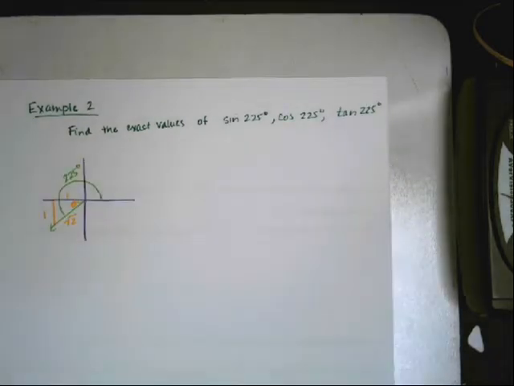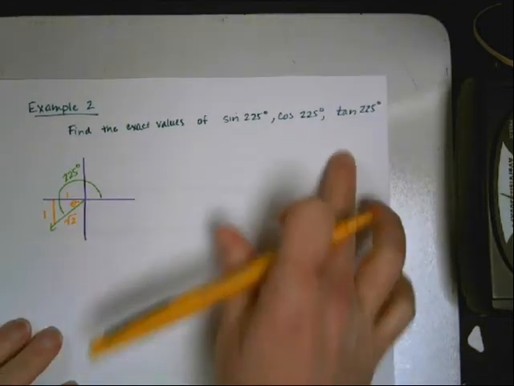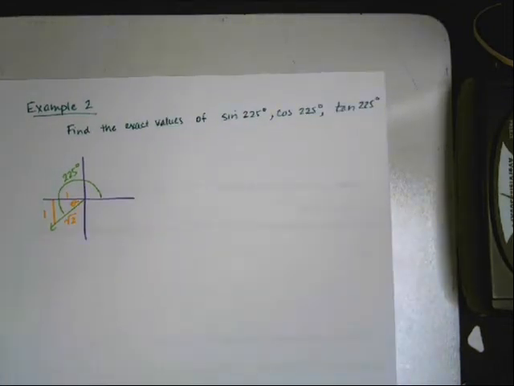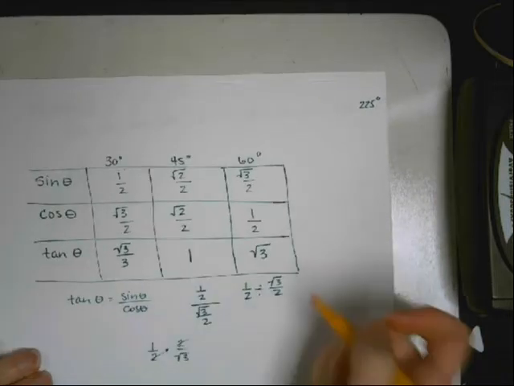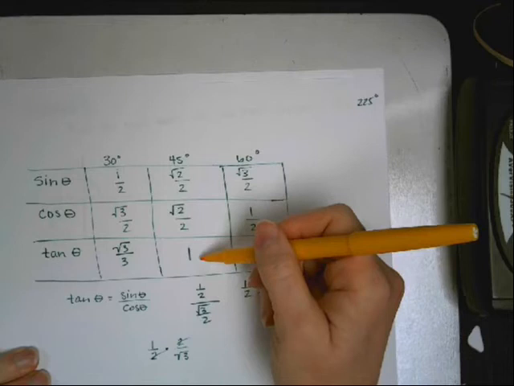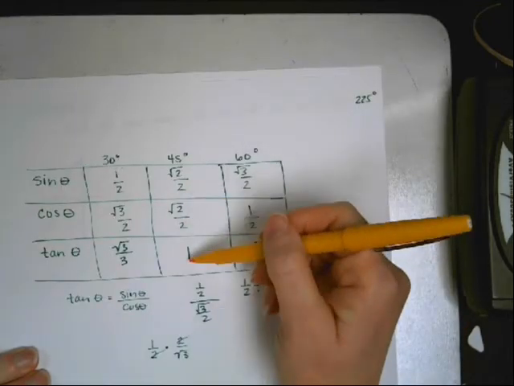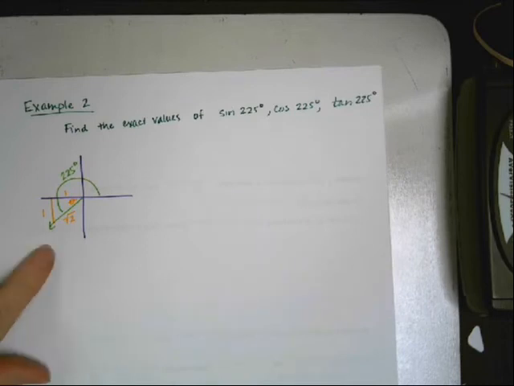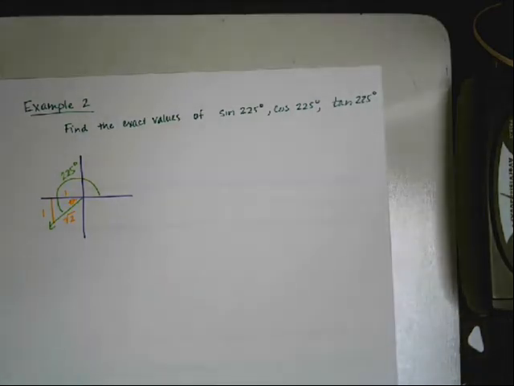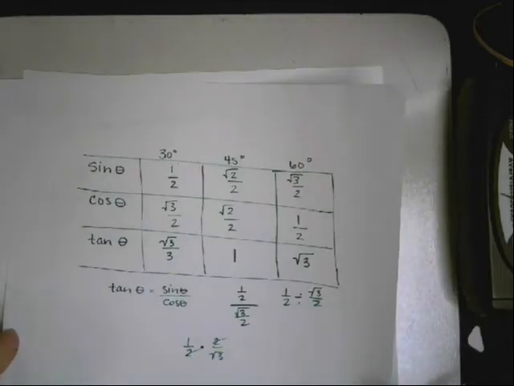Now, you could just set it all up and figure out sine, cosine, and tangent, or you can check the chart that you made yesterday, sine, cosine, and tangent of a 45-degree angle. So those are the sine, cosine, and tangent of a 225-degree angle too, with one exception. It's not in quadrant 1, so they're not all positive.